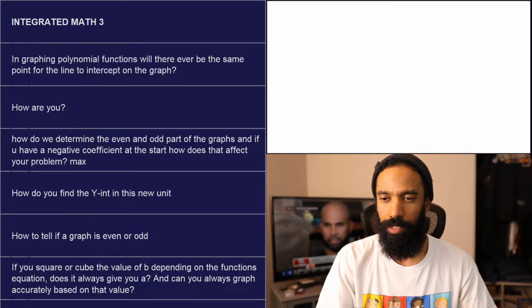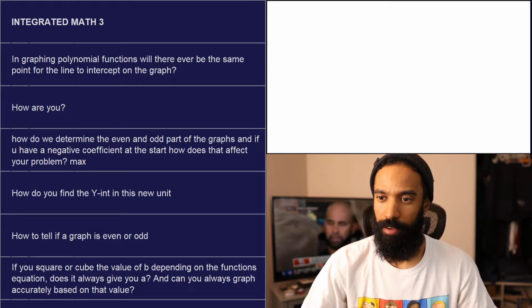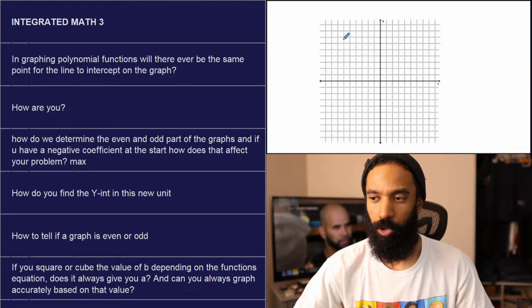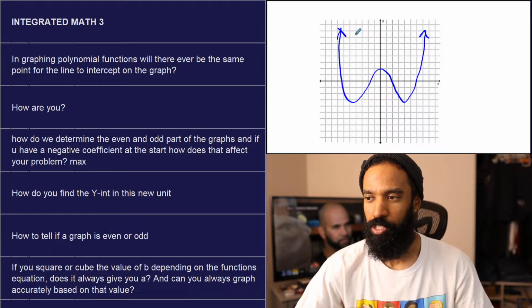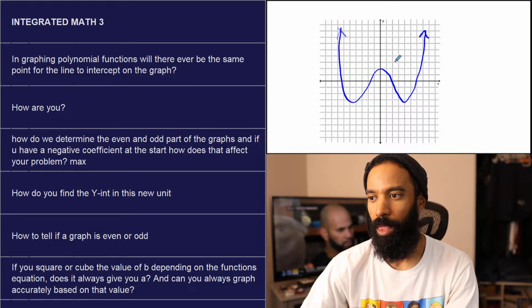An even function, and let me pull up this graph thing again, is a function that's symmetrical across the y-axis. So something like this would be maybe considered an even function, because if I flip this thing over, pretend like I could flip it over, it's the same thing.